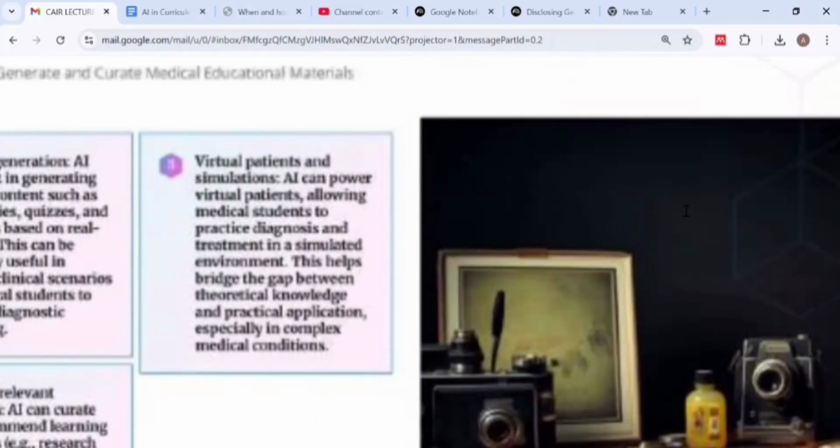Virtual patients and simulation. AI can power virtual patients, allowing medical students to practice diagnostics and treatment in a simulated environment. This helps bridge the gap between theoretical knowledge and practical application, especially in complex medical conditions.